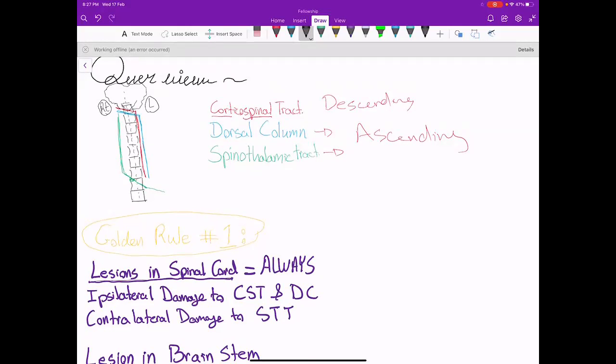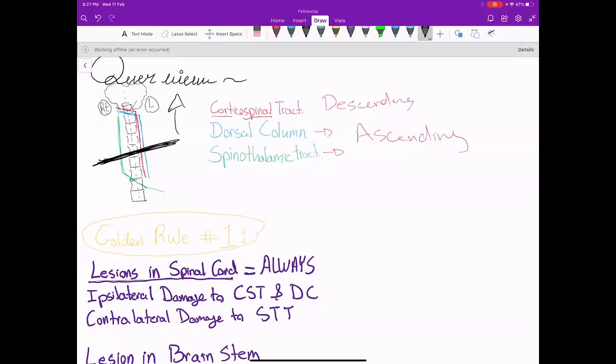In a lesion in the spinal cord, you will always have ipsilateral damage to the corticospinal tract and the dorsal columns, while you will always have contralateral damage to the spinothalamic tract. So for example, let's take a damage right over here. We just damaged the spinal cord. We don't care about anything above. Just ignore that.